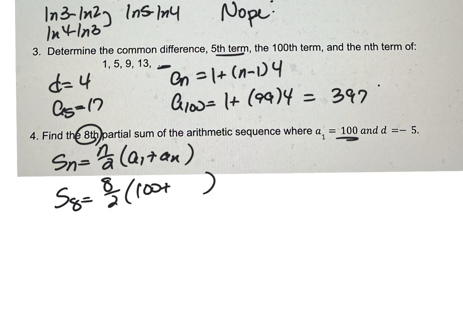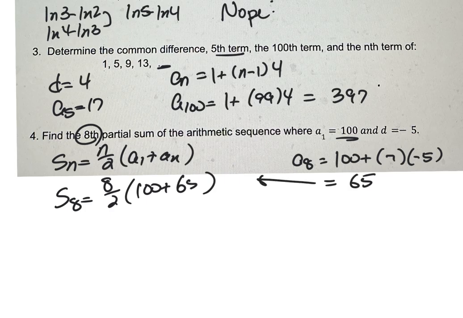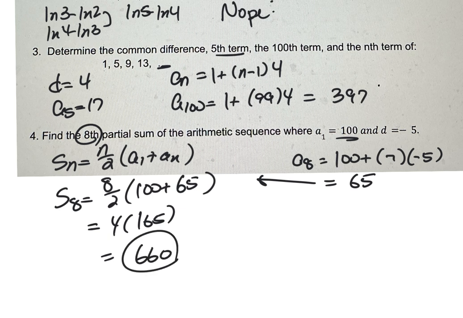Okay, so what I'm going to do is I'm going to go back to the other formula to find the 8th term. The 8th term is the first term plus (n minus 1), which is 8 minus 1, times d, which is -5. Work that out, I'm getting 65. That's the last term. That's the 8th term of the sequence. So it goes right there in your parentheses. That gives me 4 out there, 165 in there. When you multiply that, you get 660.